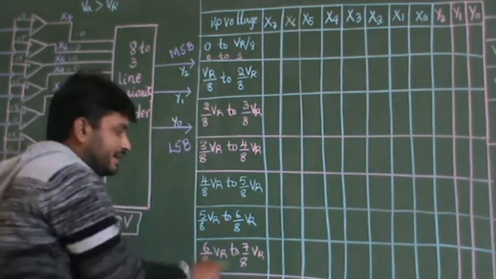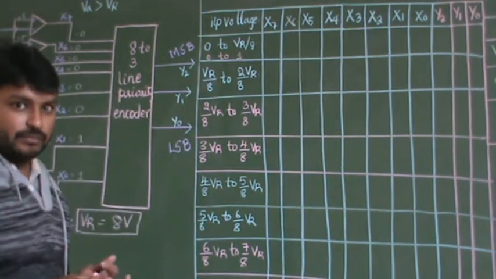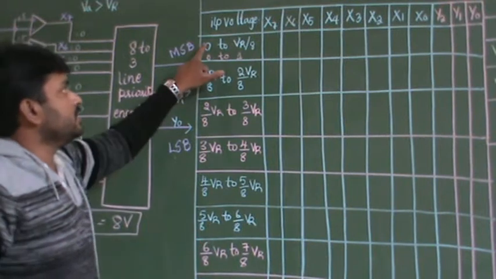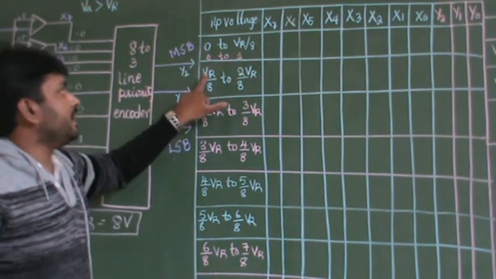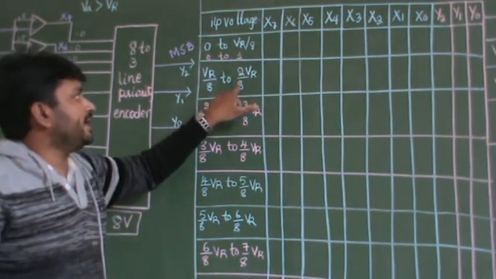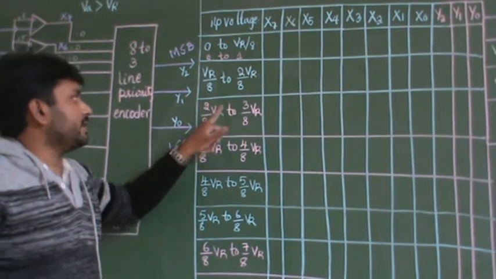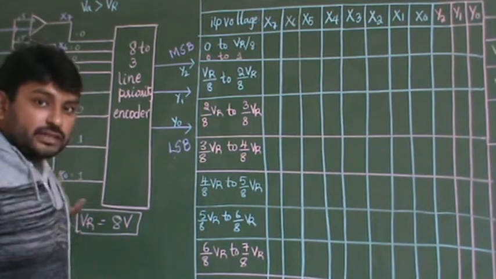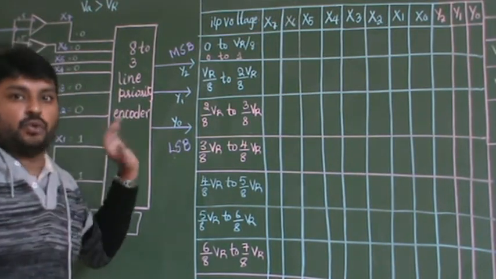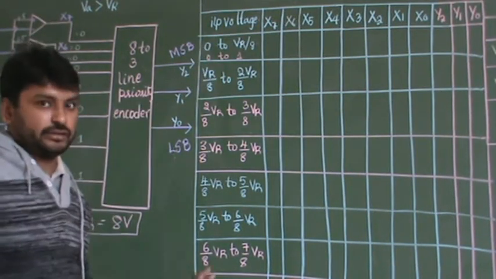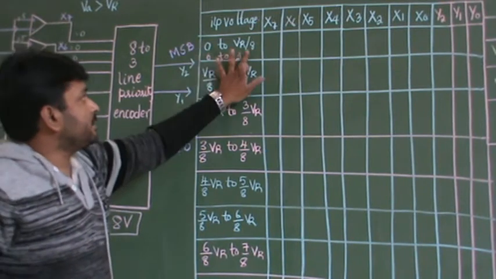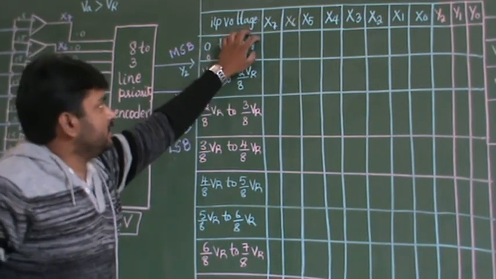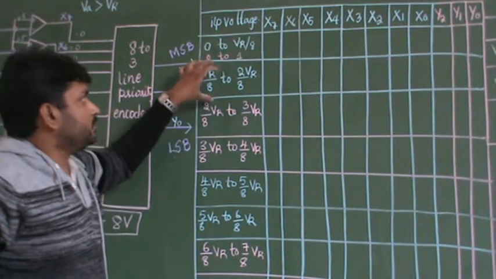So how have I written this diagram? I have written it as 0 to VR by 8, VR by 8 to 2 by 8 VR, 2 by 8 VR to 3 by 8 VR. Whatever values I explained with respect to the resistors, that voltage representation I have done here. So 0 to VR by 8, and VR by 8, the same thing that is coming to the right side.